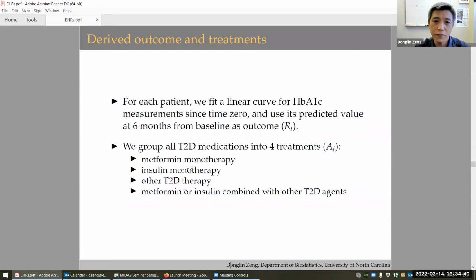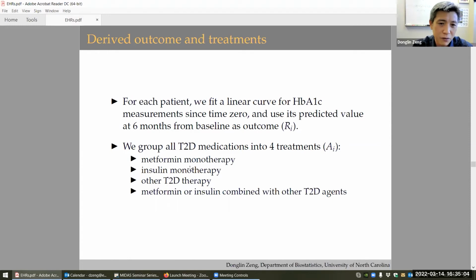And then your outcome for our case is a 6-month HbA1c level. We want to say, if I give a medication here, what's the HbA1c level in 6 months? Okay, but for the post-treatment EHR data, not everyone has a measurement at 6 months. Actually, it's everywhere.